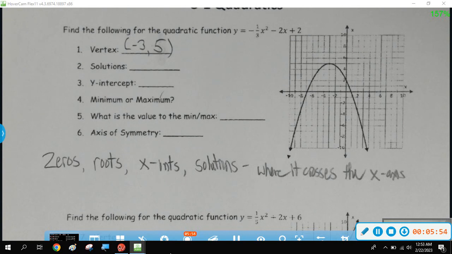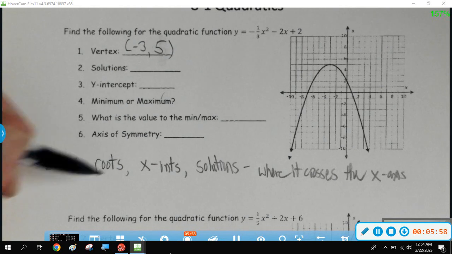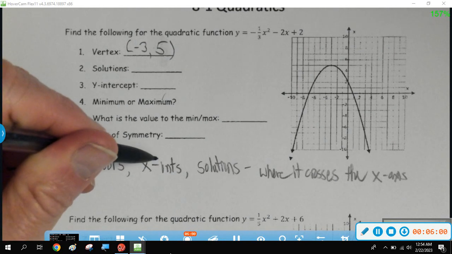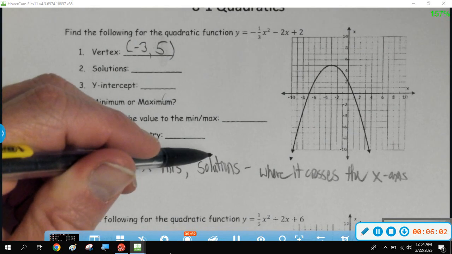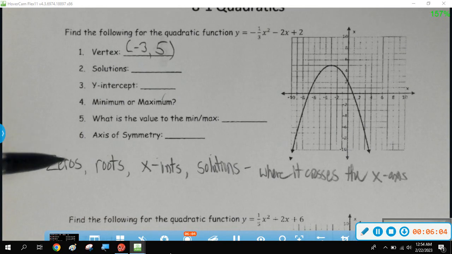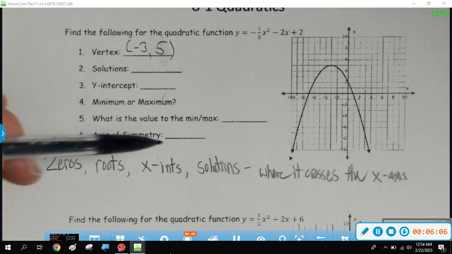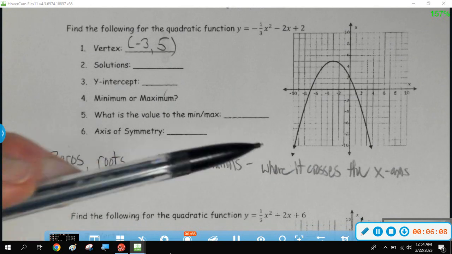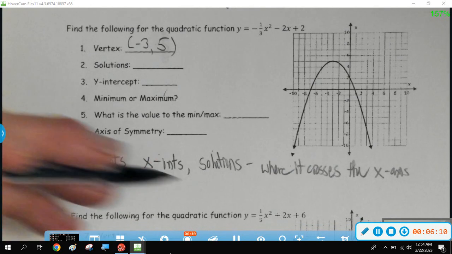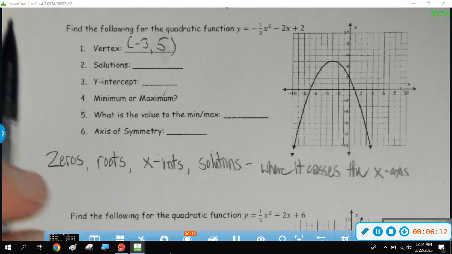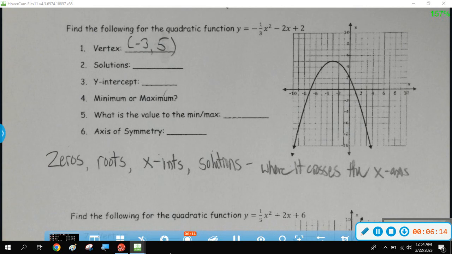All right, so the question can say find the zeros, find the roots, find the x-intercepts, find the solutions. It all means the same thing. It means where the graph crosses the x-axis. So these words we're going to have to commit to memory. There's no way around it. You got to know what the words mean. The STAR test can use any one of the four, and I've seen them use all four of those words at one point in time.